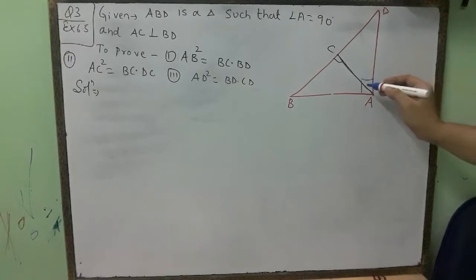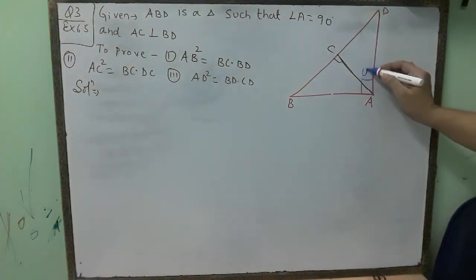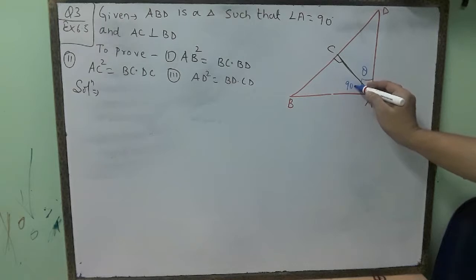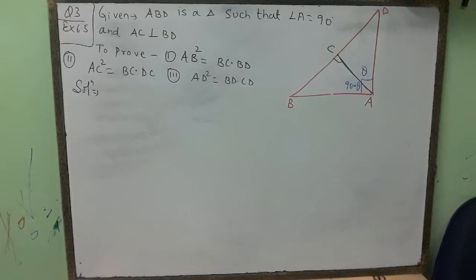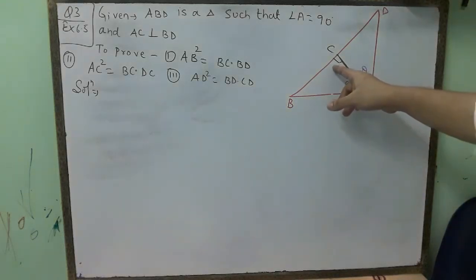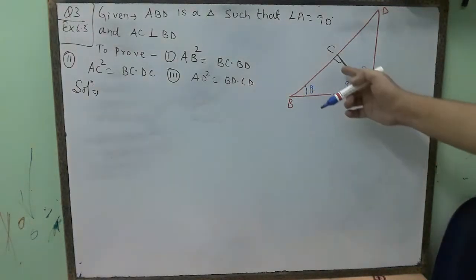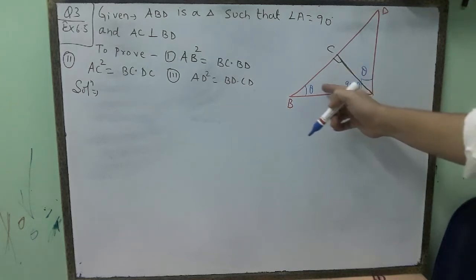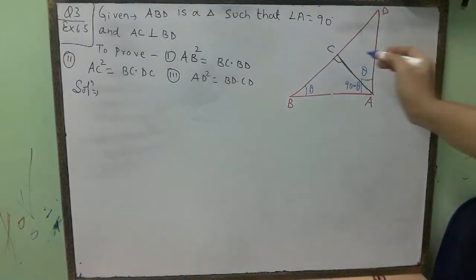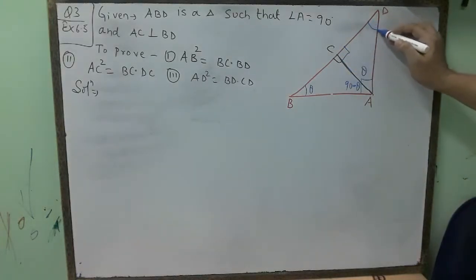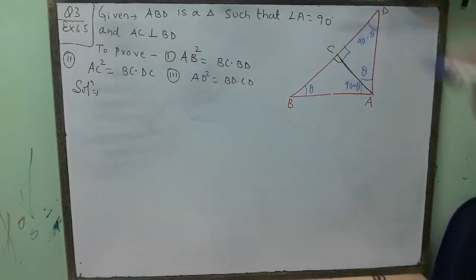So let's see, here angle A is 90 degrees. If I take this part as theta, then the other part of angle A will become 90 minus theta. And here 90 is there and here 90 minus theta, then this one will become theta, because if 90 is there, then the two angles will sum to 90. Similarly, here also 90 is there and this one is theta, so this angle will become 90 minus theta. It is easy. So just mark all those things and go to the solution.